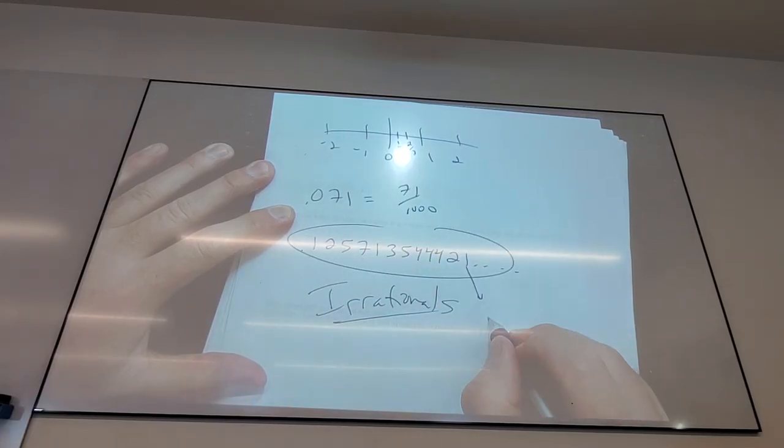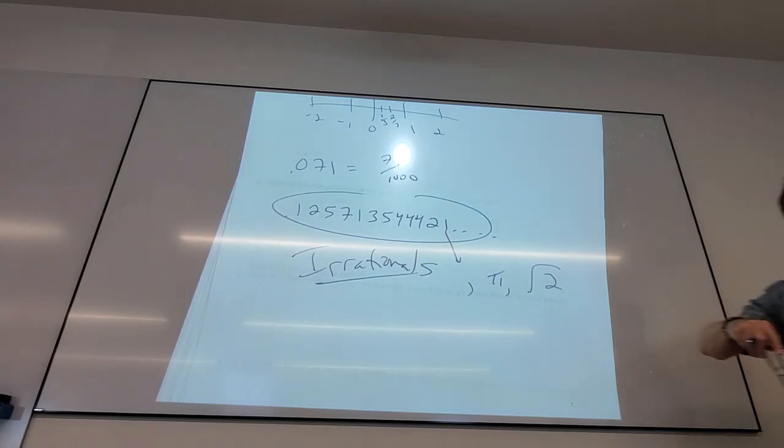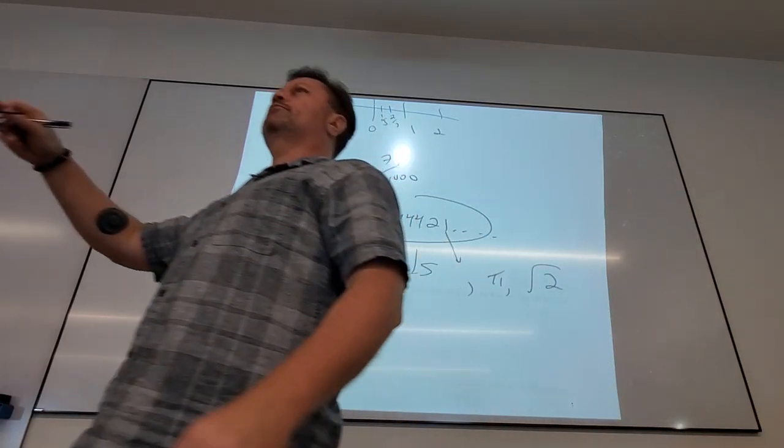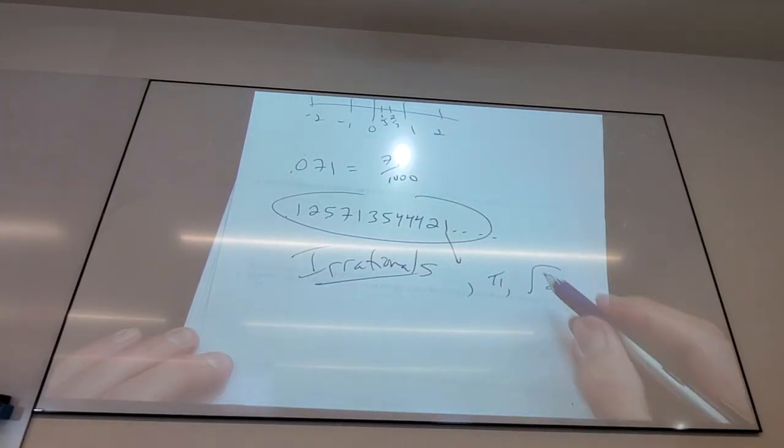Pi is irrational. Square root of 2 is irrational. You cannot represent the square root of 2 as a ratio of two whole numbers. You can't represent pi as a ratio of two whole numbers. You can't represent that funky little decimal I made up as a ratio of two whole numbers. Are you guys at all with me? Okay. So this naturally opens up an exploration into radicals.